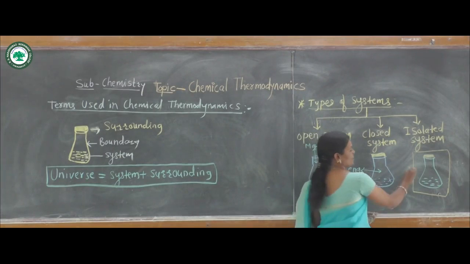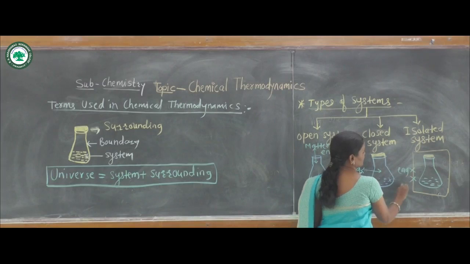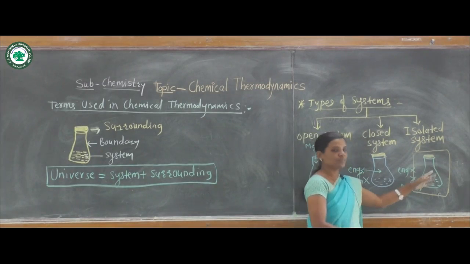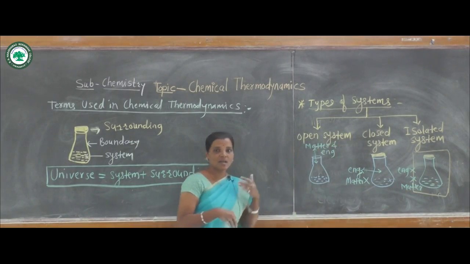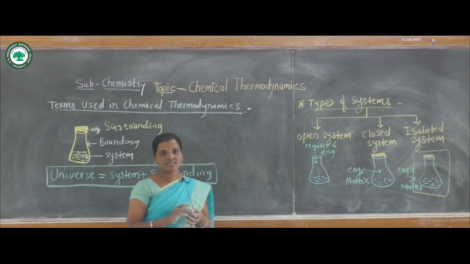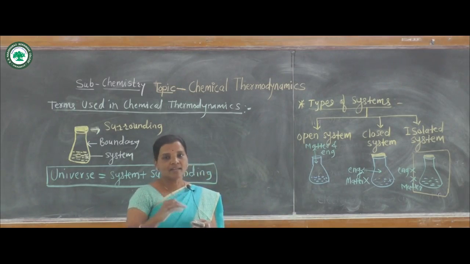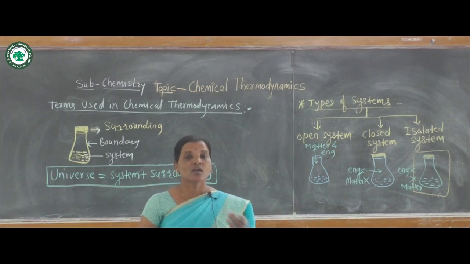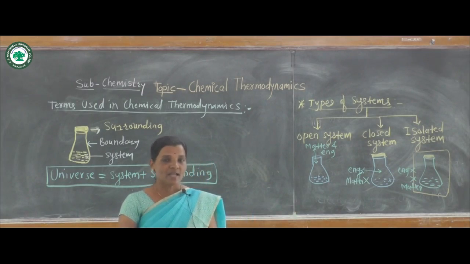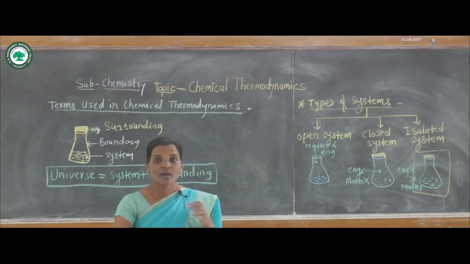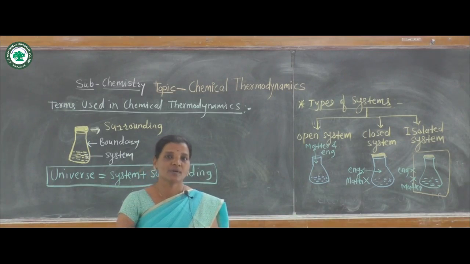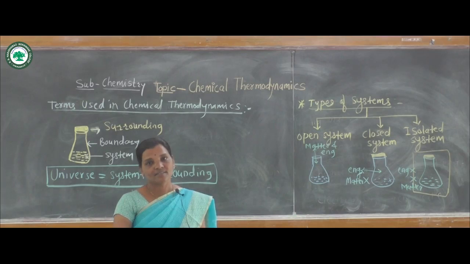And the system in which matter as well as energy are not exchanged between the system and its surrounding is called an isolated system. Open system: matter and energy both are exchangeable between system and surrounding. Closed system: there is only exchange of energy and not matter. Isolated system: there is no exchange of either matter or energy between system and surrounding.